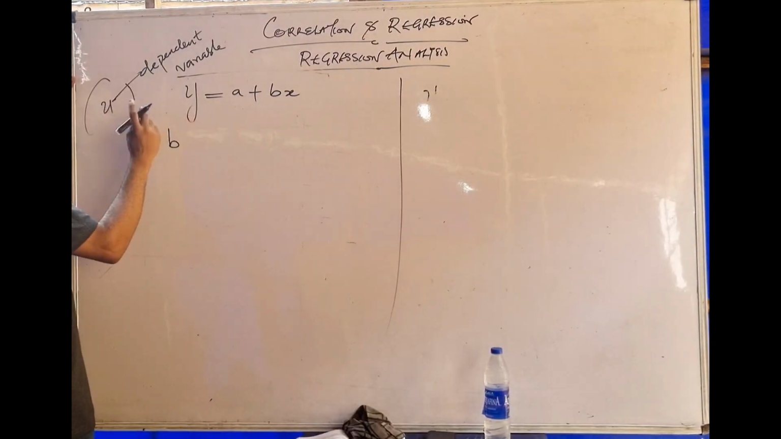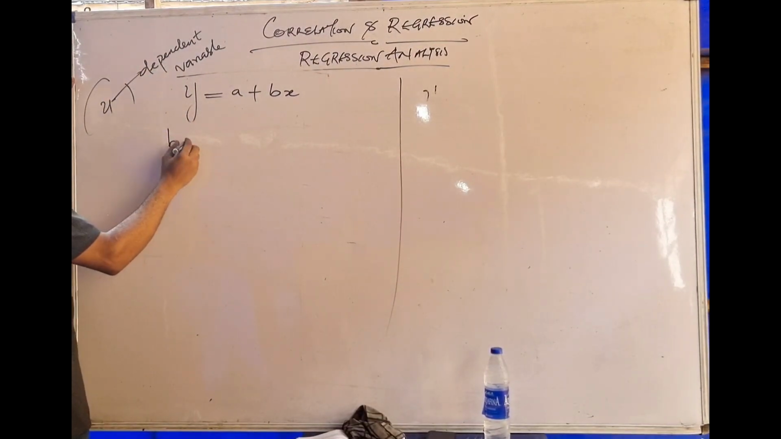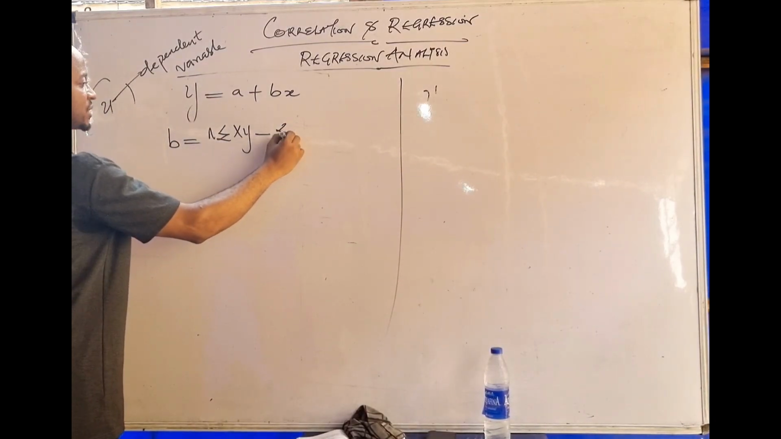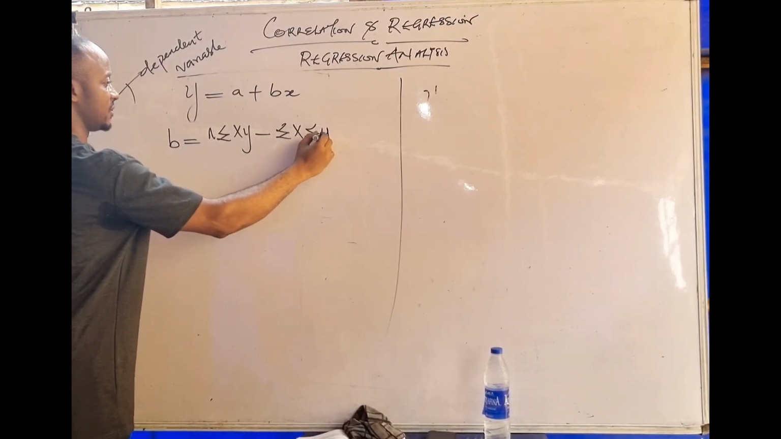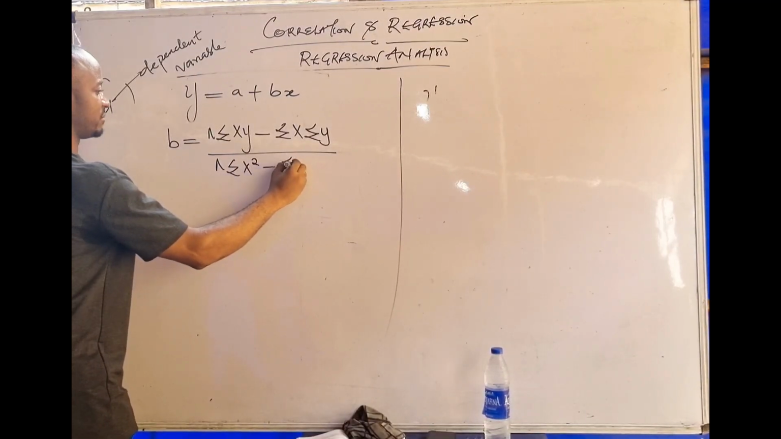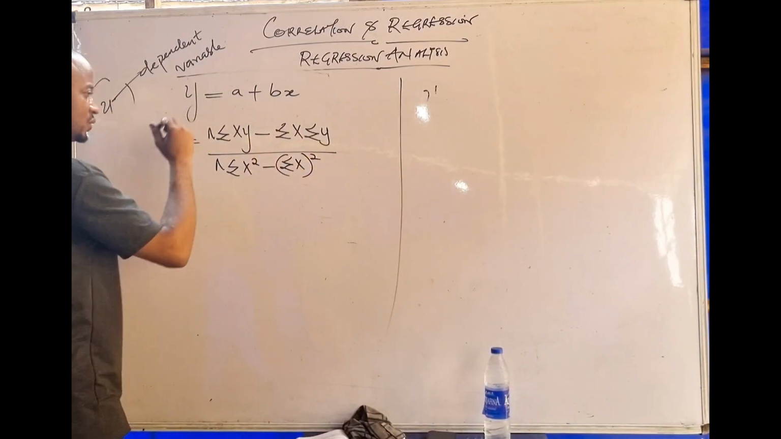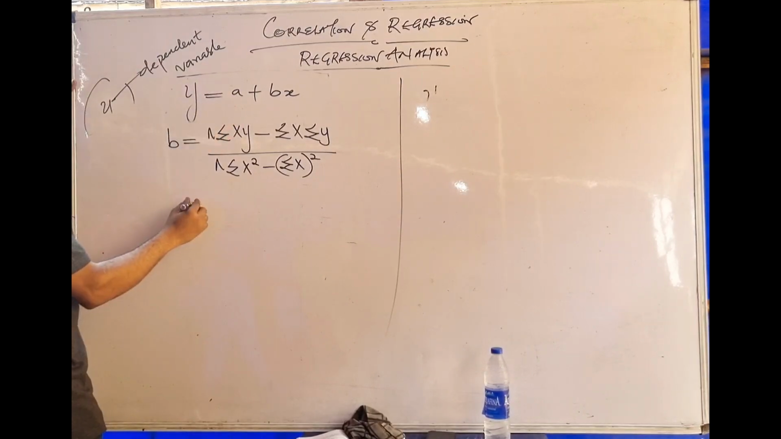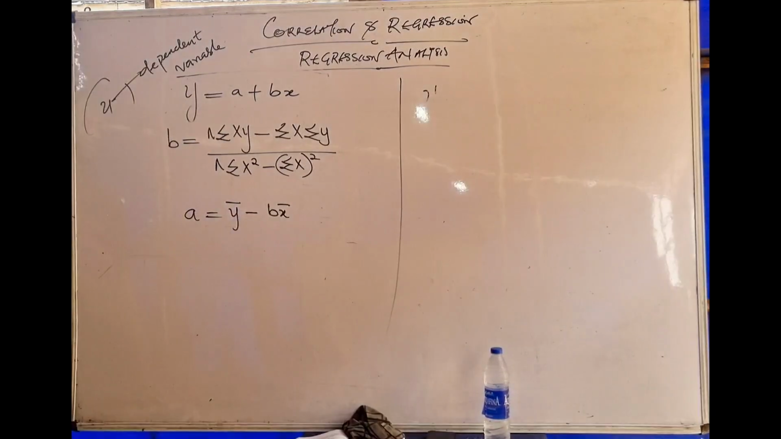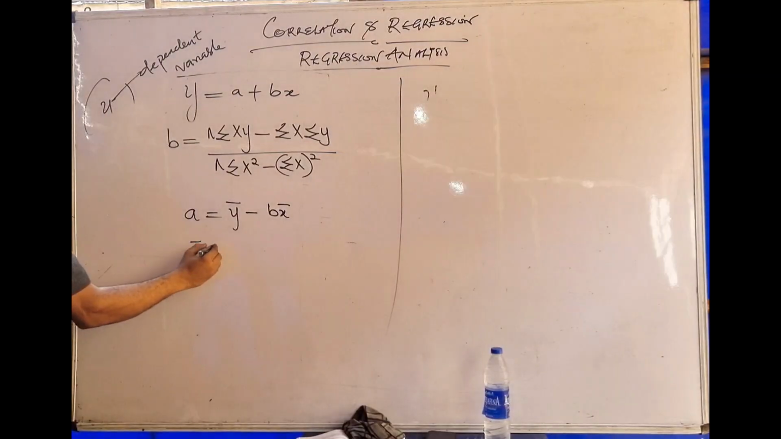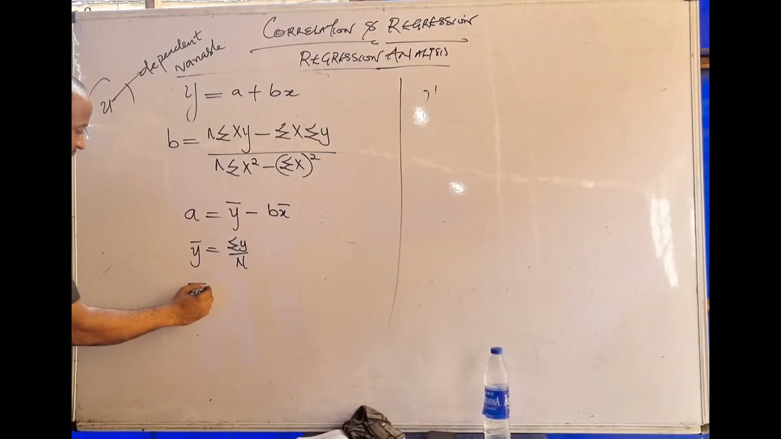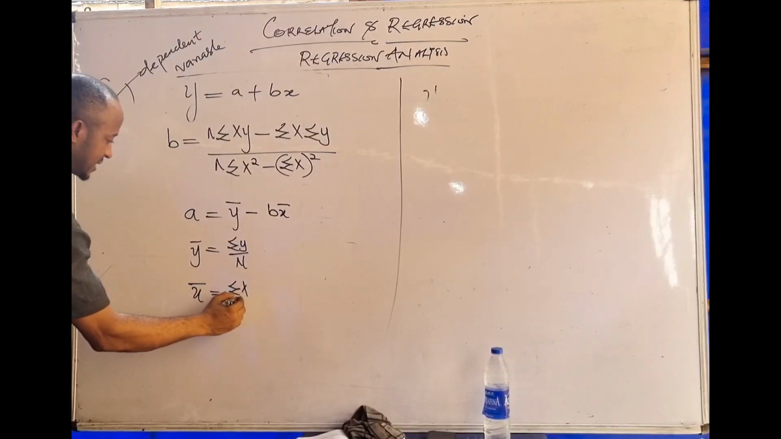The slope of every regression analysis is given as n times the summation of xy, minus the summation of x times the summation of y, divided by n times the summation of x squared, minus the summation of x, all squared. That is the slope. Your intercept, A, is equal to Y bar minus B times X bar. Y bar is given as the sum of Y over N. X bar is given as the sum of X over N.